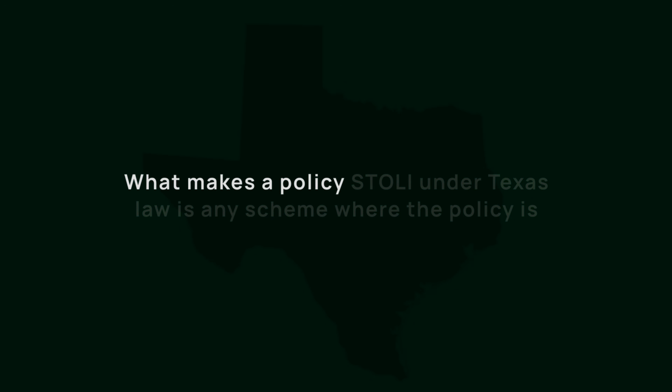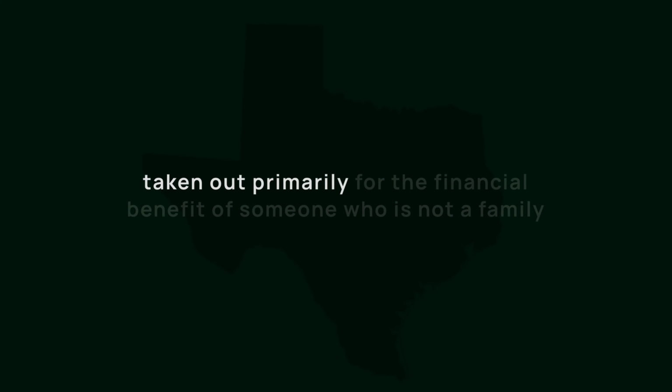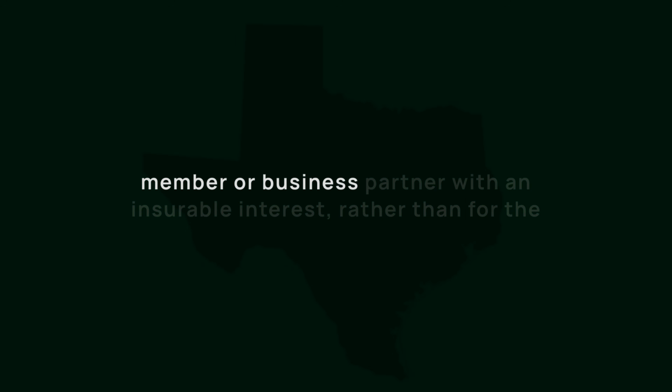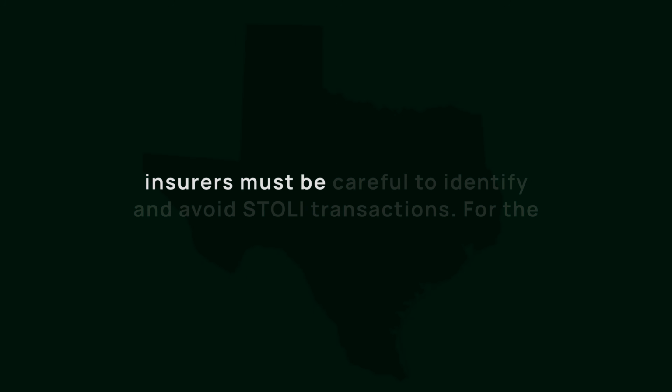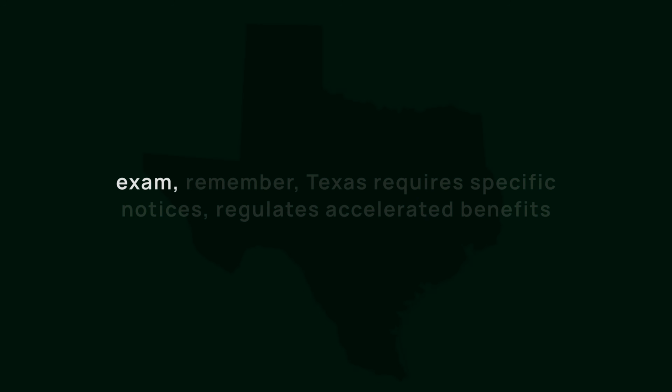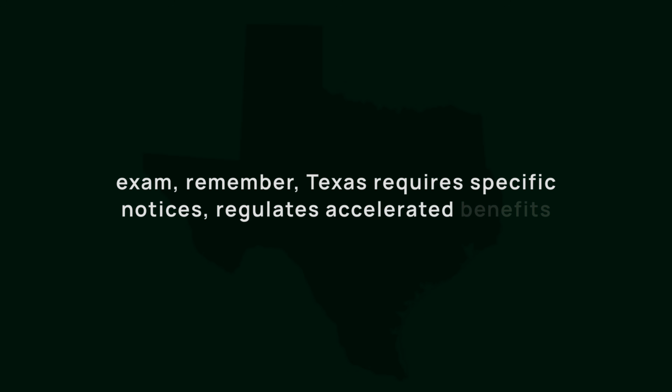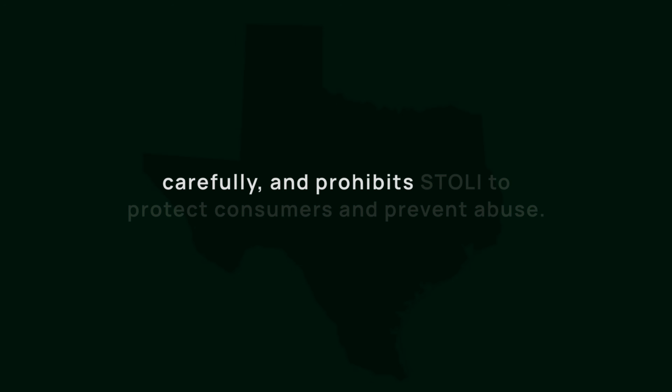What makes a policy STOLI under Texas law is any scheme where the policy is taken out primarily for the financial benefit of someone who is not a family member or business partner with an insurable interest, rather than for the protection of the insured or their legitimate beneficiaries. Agents and insurers must be careful to identify and avoid STOLI transactions. For the exam, remember, Texas requires specific notices, regulates accelerated benefits carefully, and prohibits STOLI to protect consumers and prevent abuse.